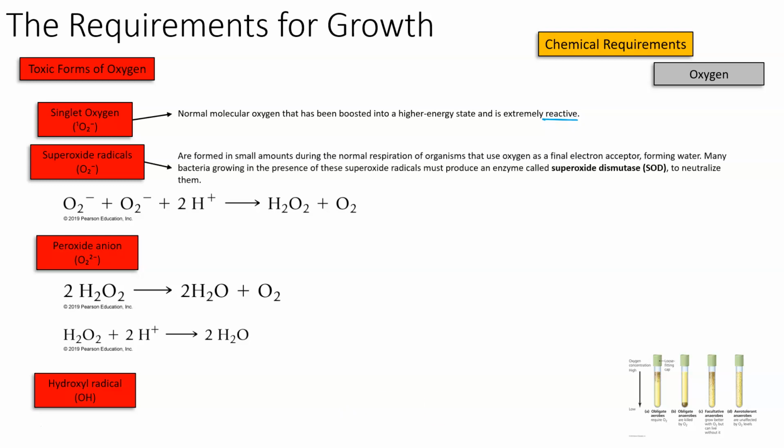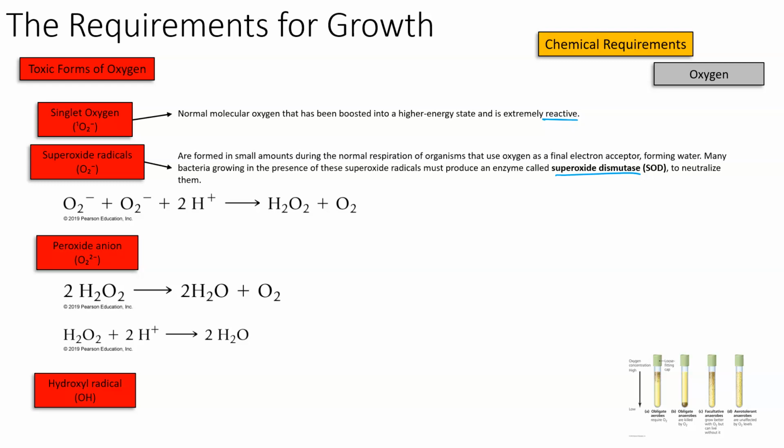We have superoxide radicals, which are formed in small amounts during the normal respiration of organisms that use oxygen as a final electron acceptor, like us, forming water. Many bacteria growing in the presence of these superoxide radicals must produce an enzyme called superoxide dismutase, or SOD, to neutralize them, which is really, really important.